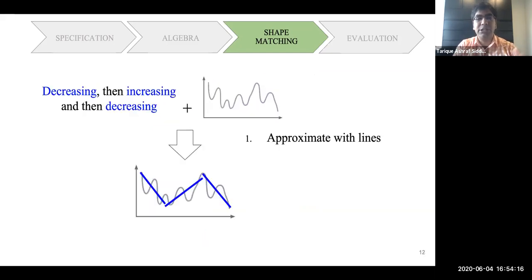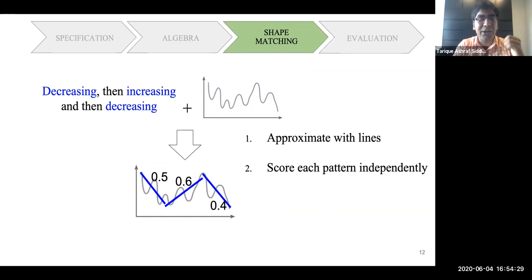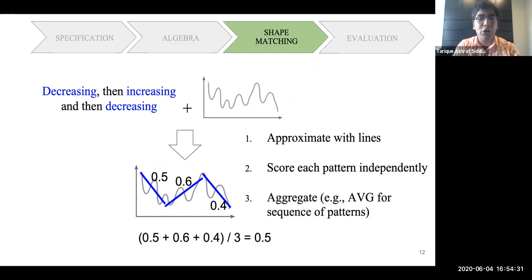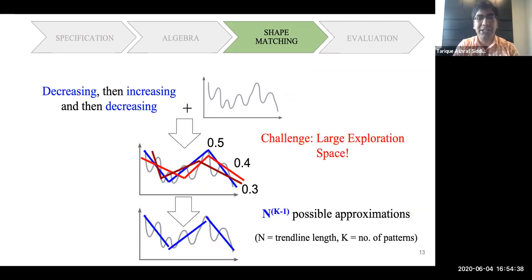So as a first step, ShapeSearch approximates trend lines with as many lines as the number of trends or patterns mentioned in the query. After approximation, the score of each pattern is computed as a function of slope and other properties of the line. Finally, scores across trends are aggregated depending on what operations are used in the query to output the final score. However, the main challenge for matching is that for a given query, there can be many possible line approximations. The exhaustive exploration can be extremely slow, taking several minutes even for a small dataset.